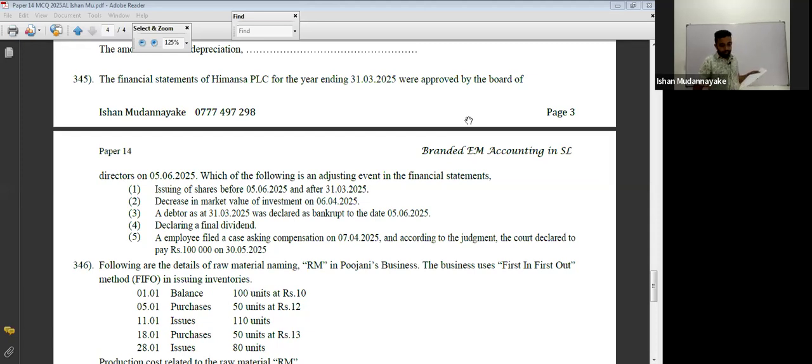Now what's the answer? Share issue is recorded on a cash basis, not an accrual basis, so it is recorded only after the share issue, and it does not hit 31st March. Decreasing market value of investment on 6th April: the value of the investment decreased on 6th April.